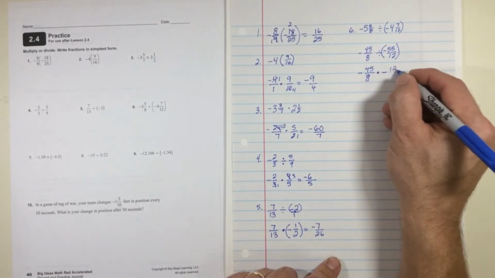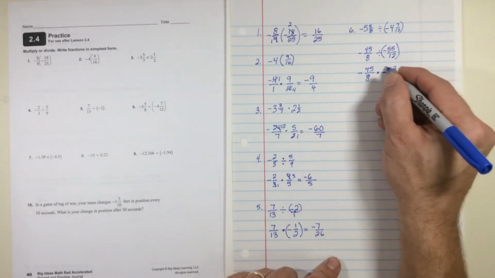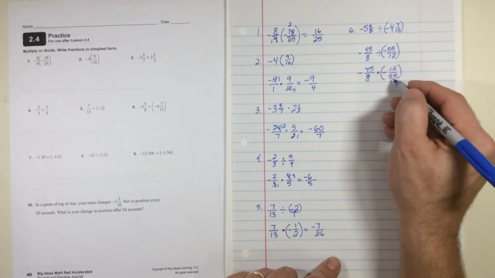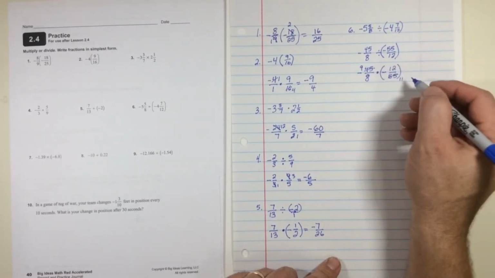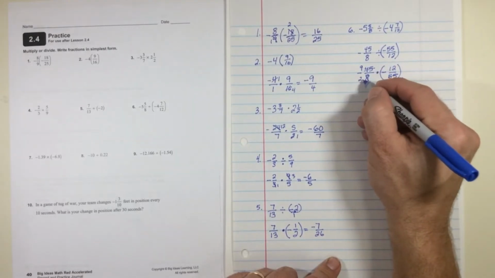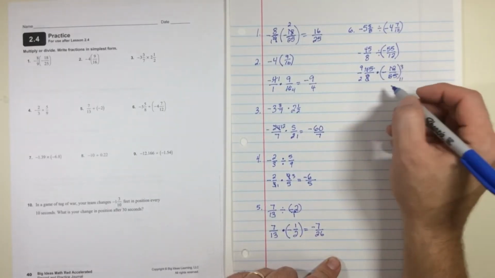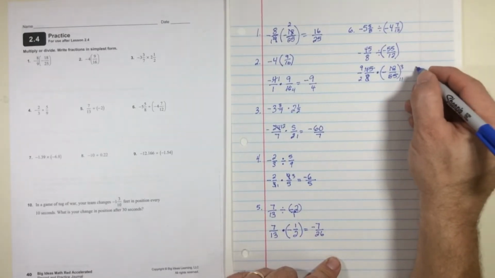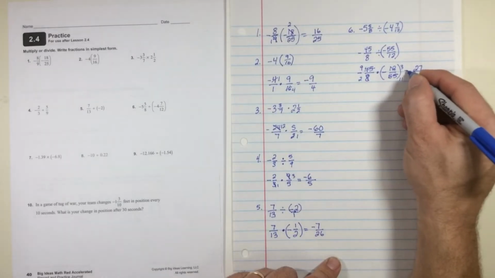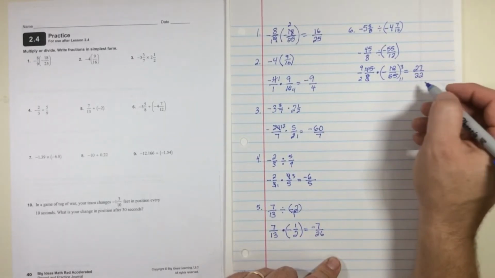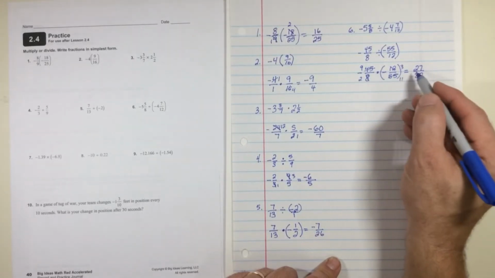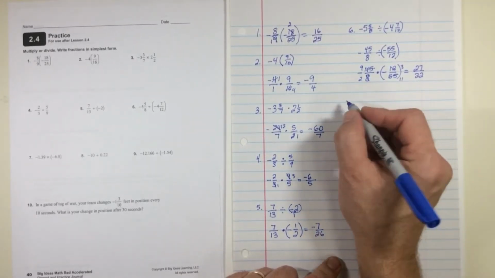12 over 55. 5 goes into 55 11 times. 5 goes into 45 9 times. 4 goes into 8 twice. 4 goes into 12 3 times. 9 times 3 is 27. 2 times 11 is 22. And I have a negative times a negative, so my answer stays positive here.